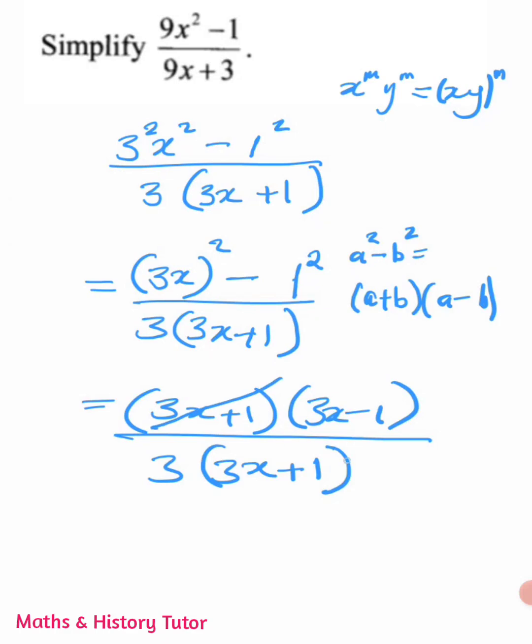So what I'll do is I'll just do this. This cancels that, meaning that my answer is 3x minus 1 over 3. So there, that is my answer. Okay, so this is how you simplify such kind of an algebraic expression.